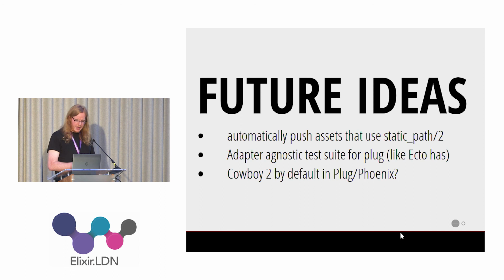The other thing is when Cowboy 2 is released before the 22nd of September, we'll want to include this in plug and Phoenix. I'm not sure what sort of form that's going to take yet. We may want to support both, and then eventually pull one of them out as an external dependency. So if you want to continue using Cowboy 1, then maybe we'll ship with Cowboy 2 by default, but you can include the Cowboy 1 adapter. We may just not do that, I don't know.